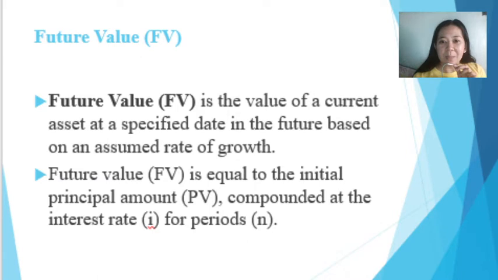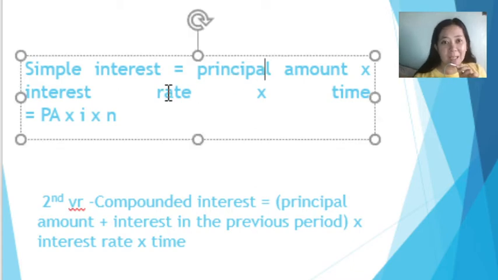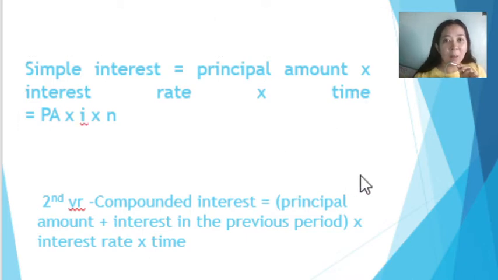Before we go to the discussion of future value, let us first have a review of simple and compounded interest. When we compute the simple interest, that is simply the principal amount multiplied by the interest rate and the time period. This is how you determine the simple interest after a period of time, let us say, after a year.